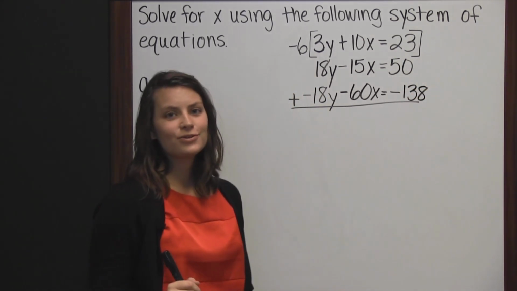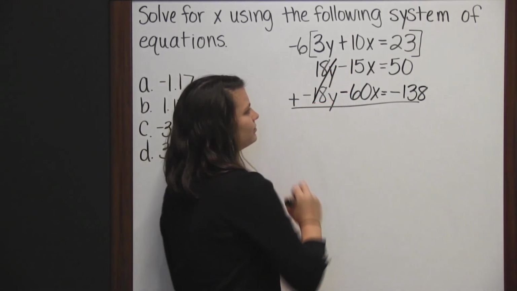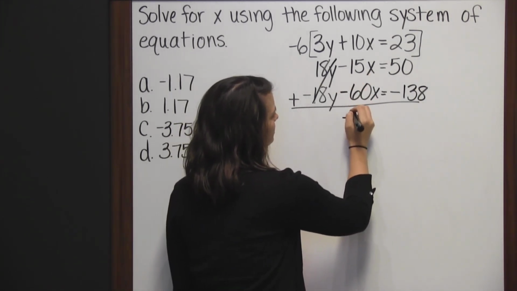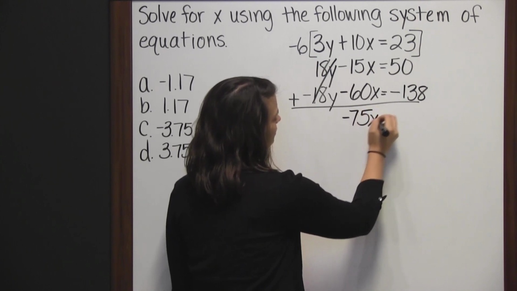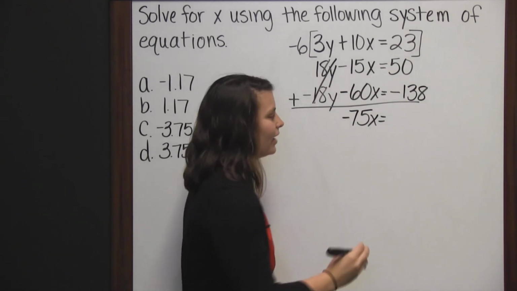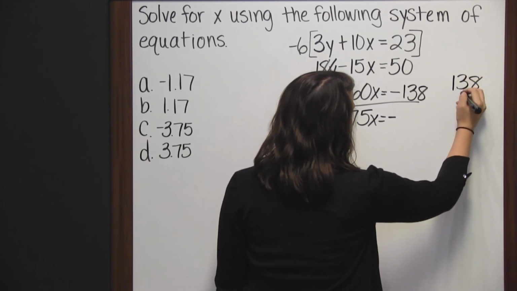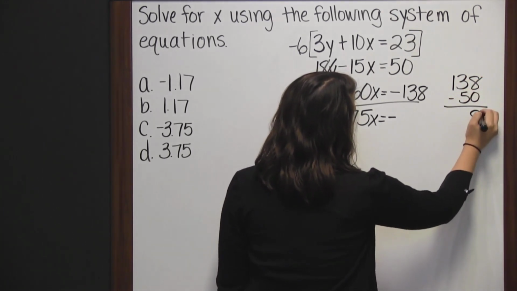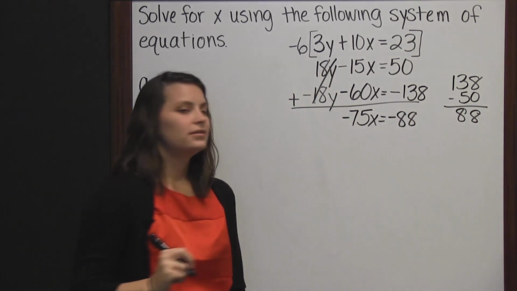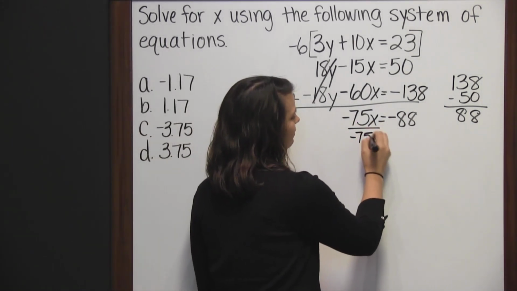And now I need to add my two equations together. 18y and negative 18y is 0. They cancel. Negative 15x and negative 60x is negative 75x. Equals negative 138 and 50. When I add those together, I'm going to get a negative, and I can subtract off to the side here. 13 minus 5 is 8, so negative 88. Finally, to solve for x, we need to divide both sides by negative 75.